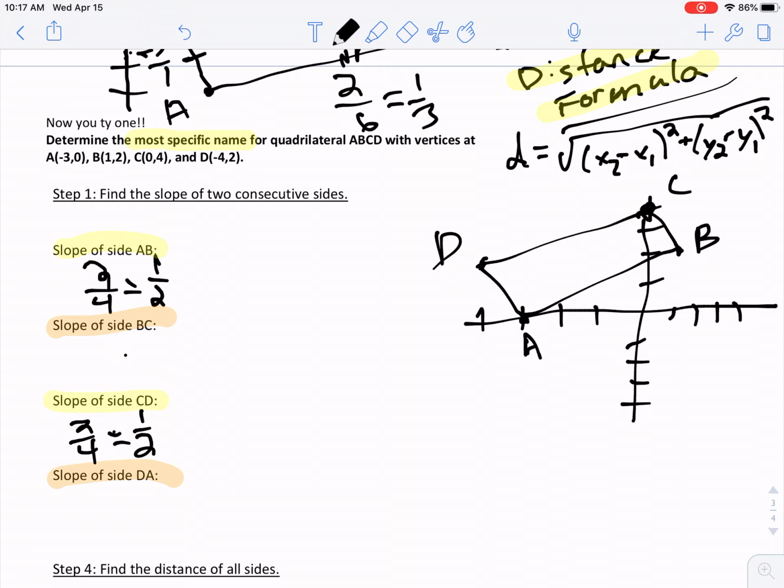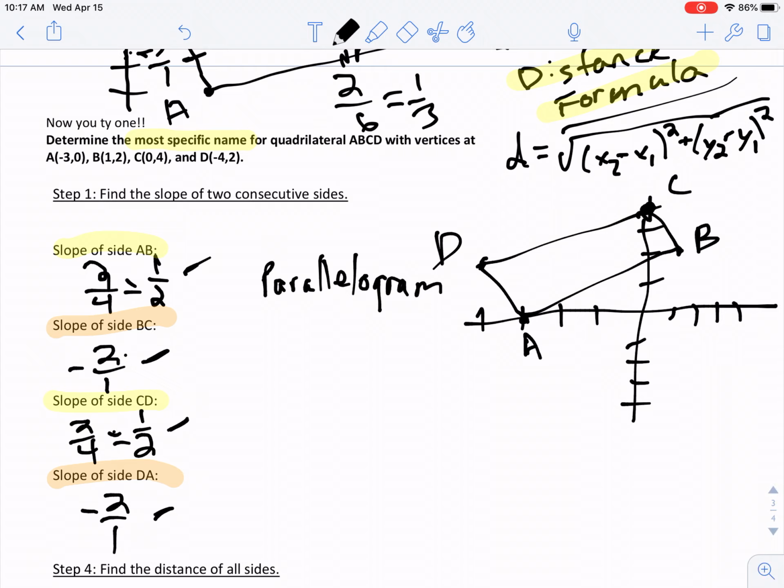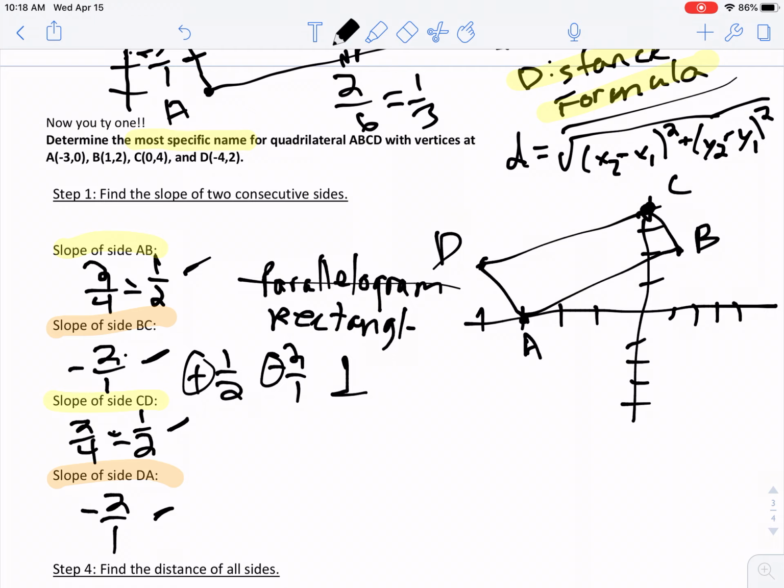All right, from this we can tell a couple things. Our opposite sides are the same, so we know it's a parallelogram for sure. But now as we look at our adjacent sides, 1 over 2 and negative 2 over 1, those are perpendicular, positive and negative reciprocal fractions. So it's no longer just a parallelogram, because now it's more specifically a rectangle.